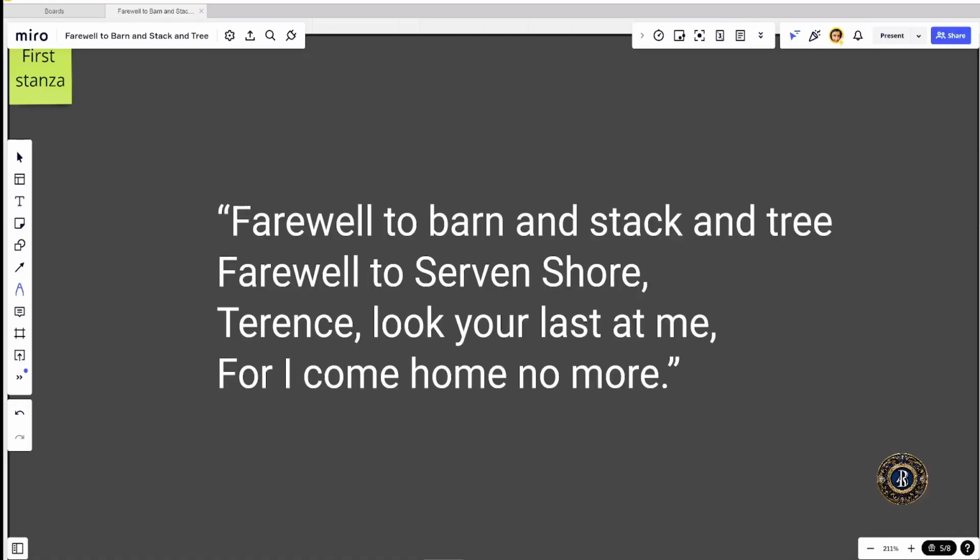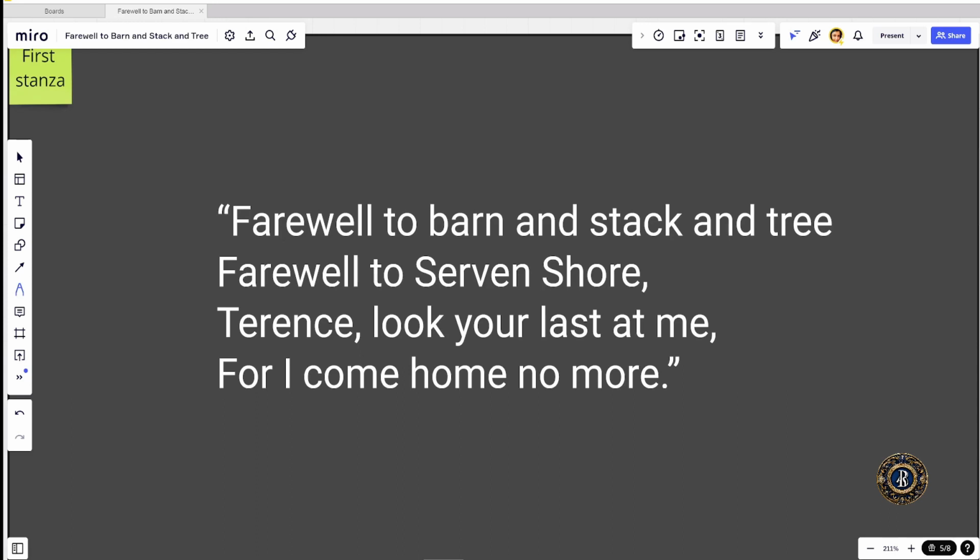In the poem, Farewell to Barn and Stack and Tree, each and every stanza is given within quotation marks. Even though Terence is the one who's repeating the confession of the speaker, these words are of the speaker who kills his own brother Morris in the poem.